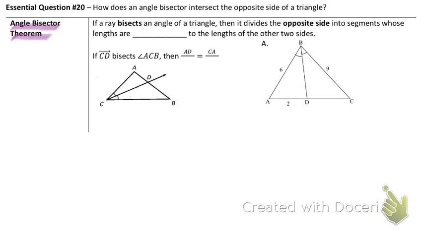Okay? So the definition of the angle bisector theorem states: if a ray bisects a triangle's angle, then it divides the opposite side into segments whose lengths are proportional to the lengths of the other two sides. I know that sounds confusing, but it actually is not too bad.